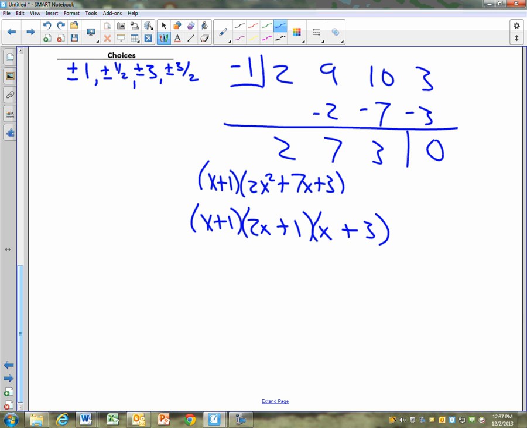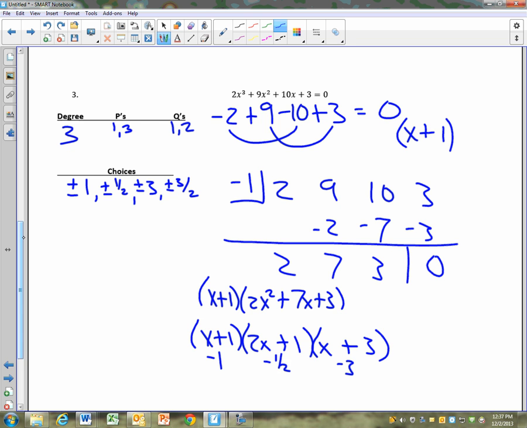So what are the solutions? Negative 1, negative 1/2, and negative 3. They're all negative, right? Didn't we say that right away, that we were not going to come up with a positive solution, that none of those would work? Yes.